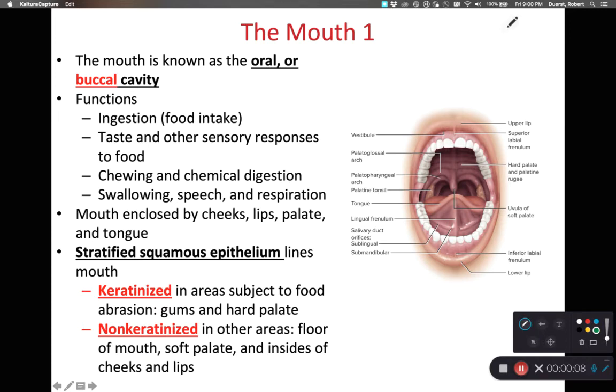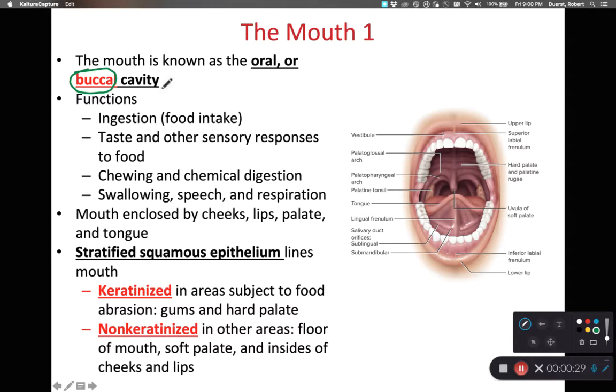Hey class, in this recording we're going to start focusing on some of the specific regions of the digestive system. So up here we have the mouth. The mouth is also known as the oral cavity, sometimes also referred to as the buccal cavity. Buccal is a term for the cheek. So the cheek cavity or the cheek pocket, you can think of it as that as well.